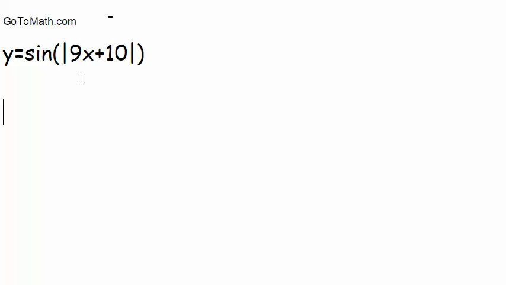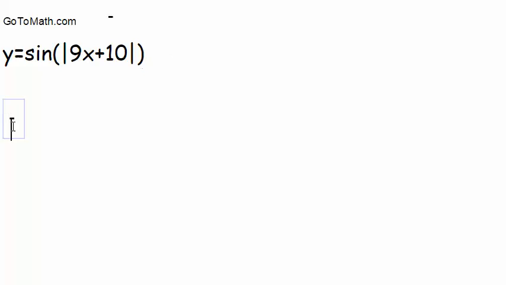Alright, so we got the sine of the absolute value of 9x plus 10. So we're going to need to know what the derivative of sine is, and then we're going to need to know how to take the derivative of an absolute value. And it won't be too bad. I'm sure of that.